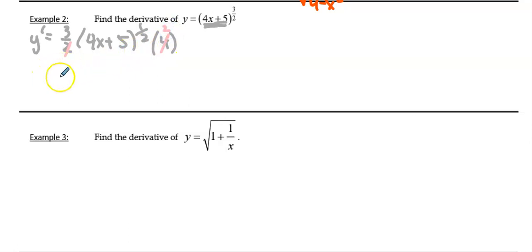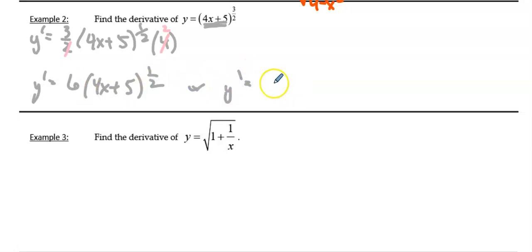And so our derivative, y prime, is going to be equal to 3 times 2 is 6, and then times (4x plus 5) to the 1/2, or y prime is equal to 6 times the square root of 4x plus 5. And that is it, ladies and gentlemen. That is it. All right, so hopefully it makes sense.